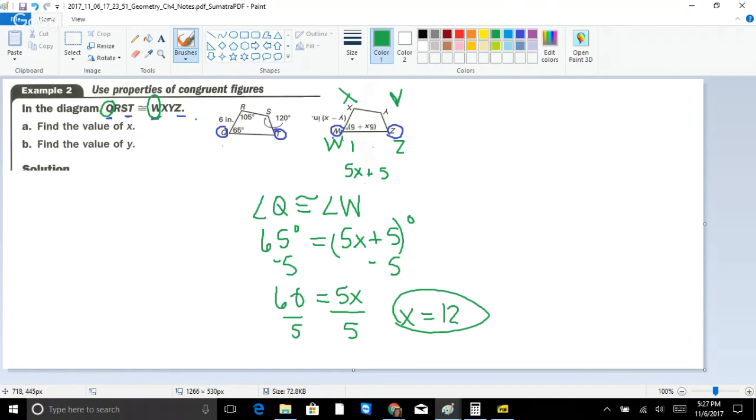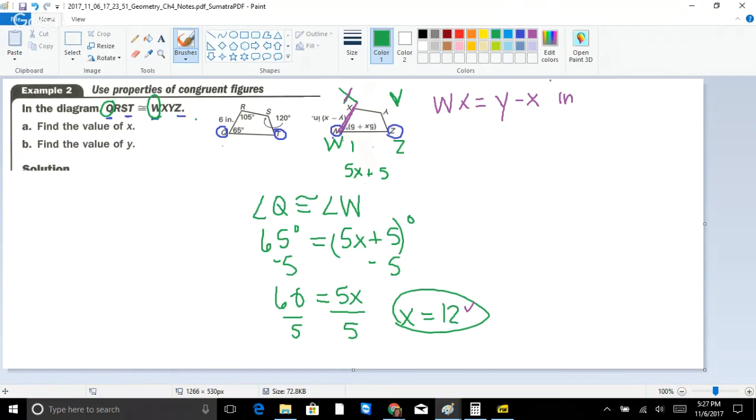Now, I need to solve for y. Okay, let's pick a different color for y. Y, I know you're probably looking at your screen upside down, but y there is the distance between W and X is Y minus X inches. And now we know what X is, so we can figure out what Y is. Well, we used congruent angles to solve for X. Let's use congruent sides to solve for Y.